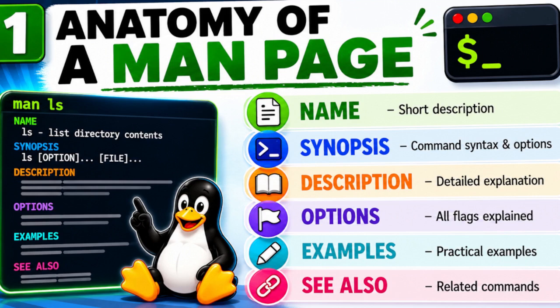Every MAN page is divided into sections. Name is a short description of the command. Synopsis, command syntax and options. Description, detailed explanation. Options, all flags in detail. Examples, practical use examples. And See Also, related commands.